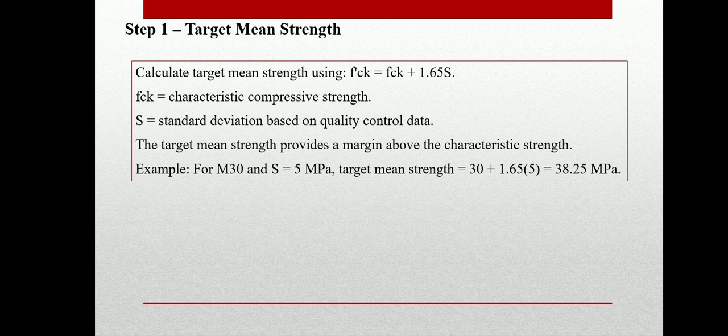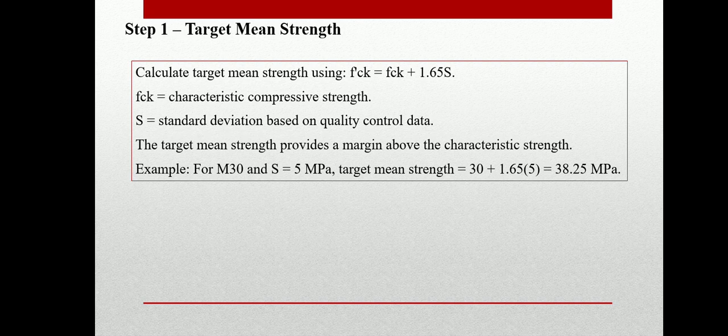Now let us walk through the actual design steps one at a time. Step 1 is calculating the target mean strength. The formula is F'ck equals FCK plus 1.65 times S. Here FCK is our characteristic compressive strength, that is the grade we are designing for, and S is the standard deviation based on the quality control data.